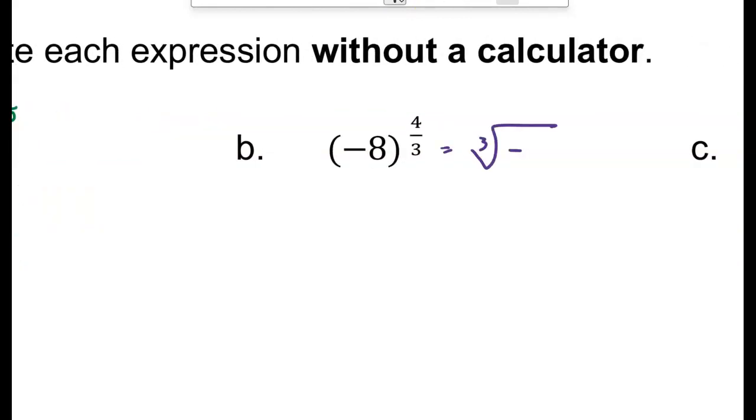All right, so the cubic root of -8, and we're going to keep the parentheses and raise it to what? 4th power. Awesome. Cubic root of -8. Now, the -2 to the 4th power. -2 times -2 times -2 times -2 gives you a positive.